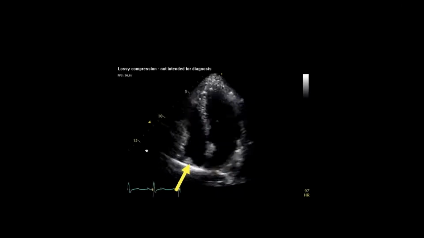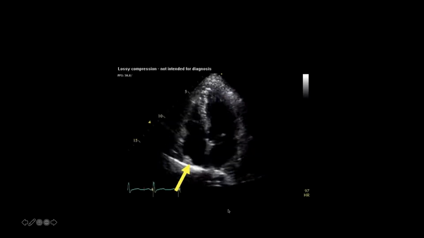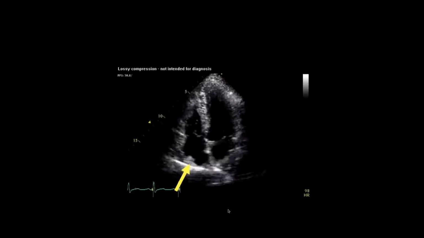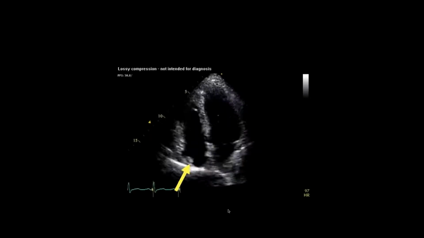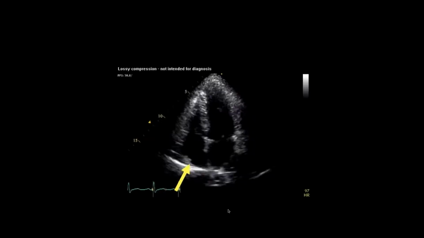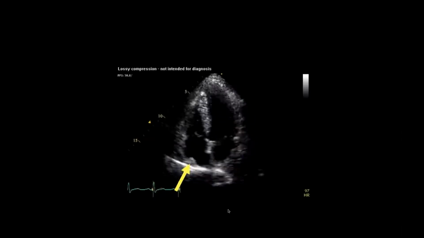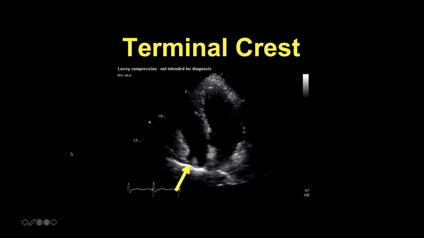So my question to you is, what's this structure here in this apical four-chamber view? Is this a thrombus or a tumor? Or what is it? Or is it a normal structure within the heart? We usually see these structures if we look for them when we do a TTE. What happens is that cardiologists order a CT scan or an MRI or do a TEE to rule out a thrombus or a clot or a tumor. But that's a normal structure, which is called the terminal crest.